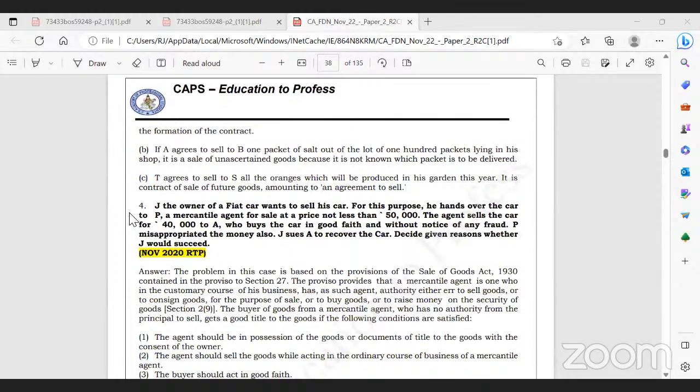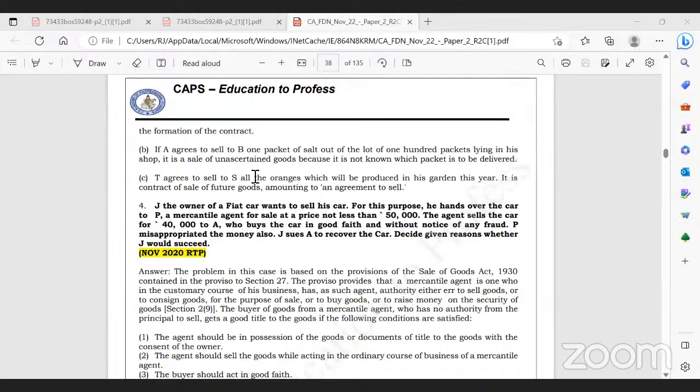Jay, the owner of a Fiat car, wants to sell his car. For this purpose, he hands over the car to P, a mercantile agent, for sale at a price not less than 50,000. The agent sells the car for 40,000 to A, who buys the car in good faith and without notice of any fraud. P misappropriated the money also. Jay sues A to recover the car. Decide, giving reasons, whether Jay would succeed. Remember, we did the sale by a non-owner.